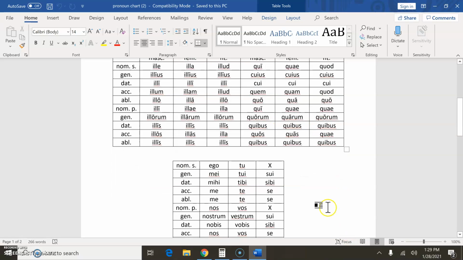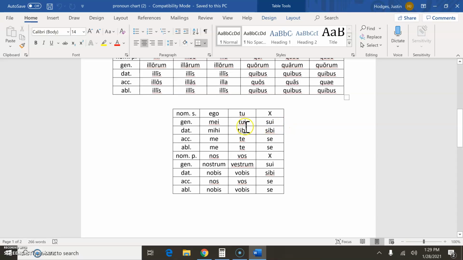And then down here at the bottom, you've got the personal pronouns. Ego for I, nos for we, that's the plural version of ego. Tu for you, and vos for y'all. And then over here on the right, you have the reflexives, which means this is how you say himself or herself or itself when you're referring back to the subject. So, all the pronouns you need are on here.